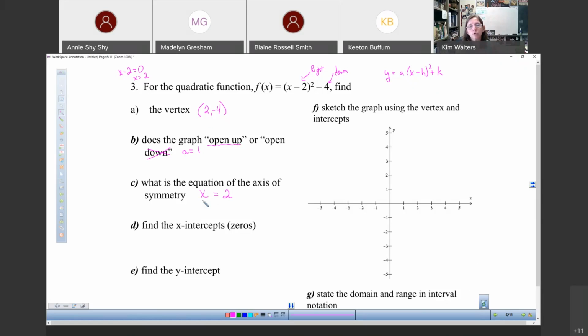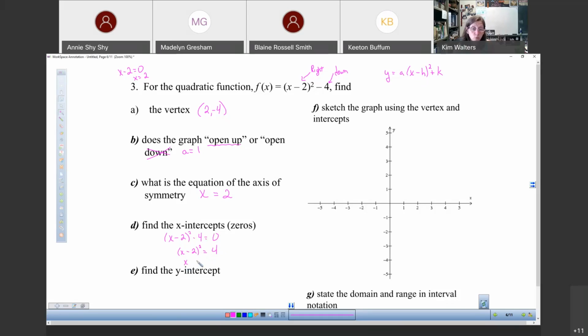All right, finding the x-intercepts or the zeros of this function. The x-intercepts or the zeros of the function are the values of x where the function is equal to 0. Okay, so to find these, we're going to take my entire function, x minus 2 squared minus 4, and set it equal to 0. Excuse me. And we're going to solve for x. And once again, we're putting so many things together.